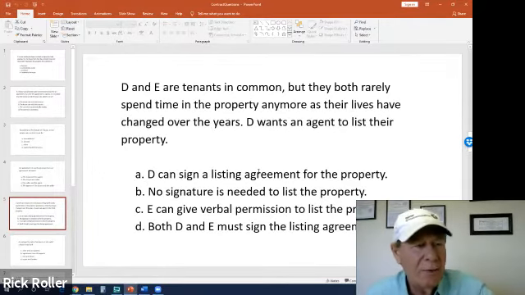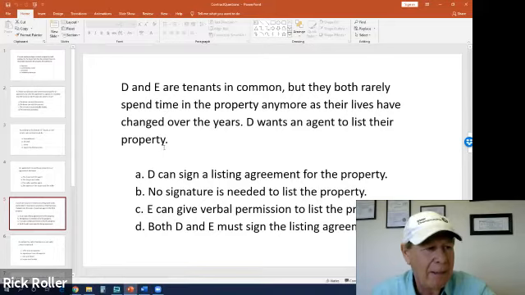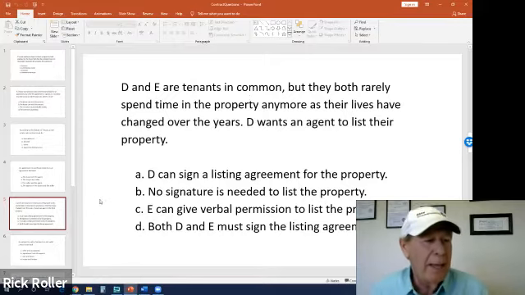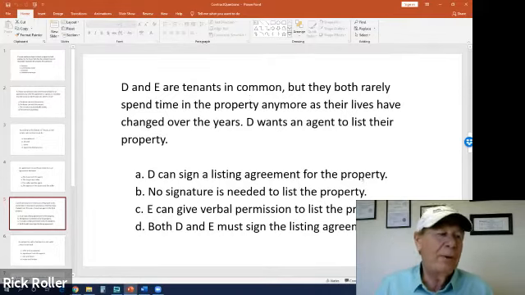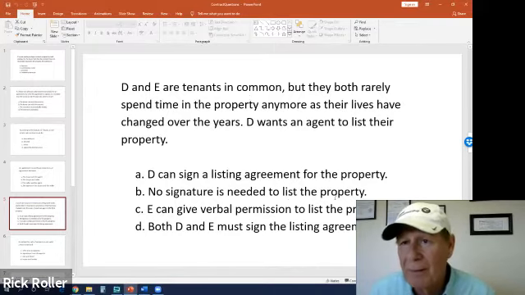D and E are tenants in common. Tenants in common is a type of ownership, isn't it? But they both rarely spend time in the property anymore, as their lives have changed over the years. D wants an agent to list their property. Okay, so I've got a couple of people who own a property together, and they're not there much anymore, so D wants to go ahead and sell the property. A, D can sign a listing for the property. B, no signature is needed to list the property. What do you think about that one, guys?